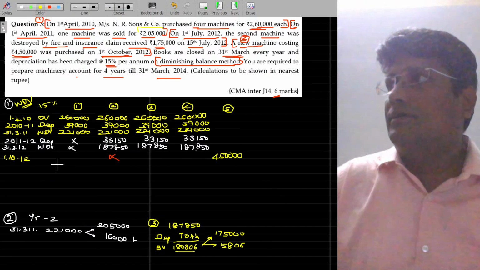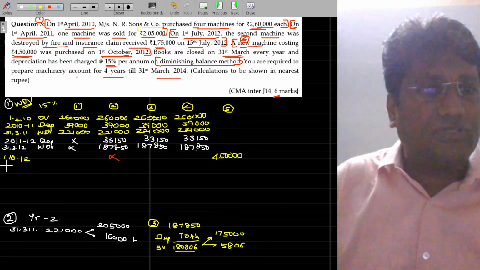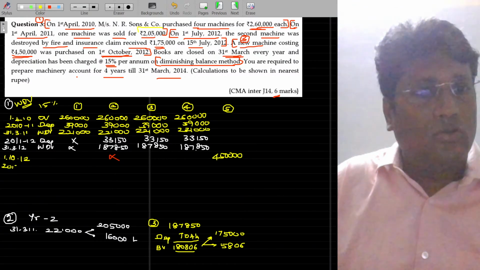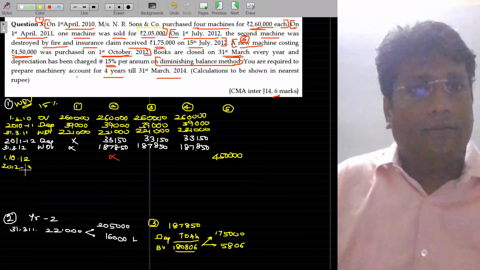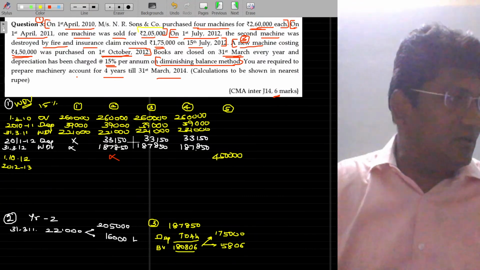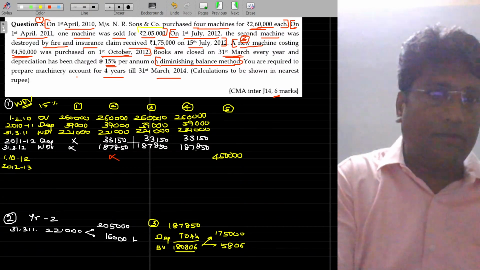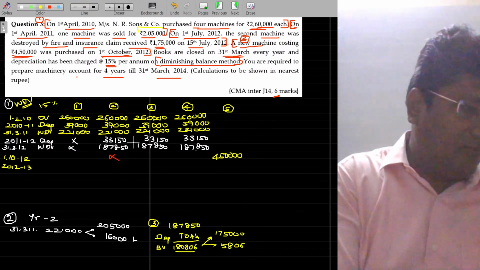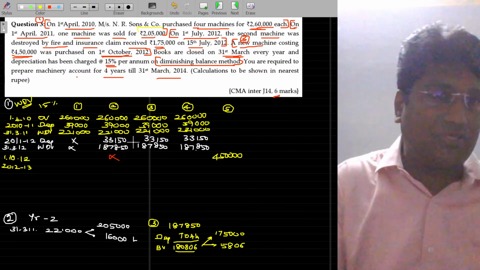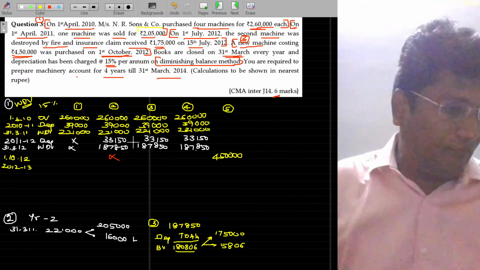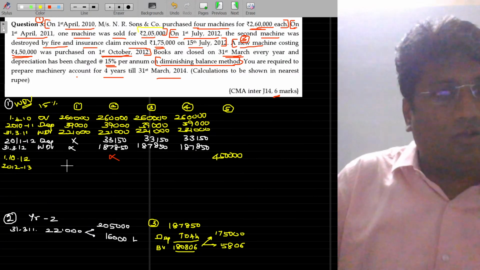Any doubts? So now we have to provide the depreciation for the year 2012 and 13. For this 1,87,850, you have to calculate depreciation at the rate of 15%. The value being 28,000.